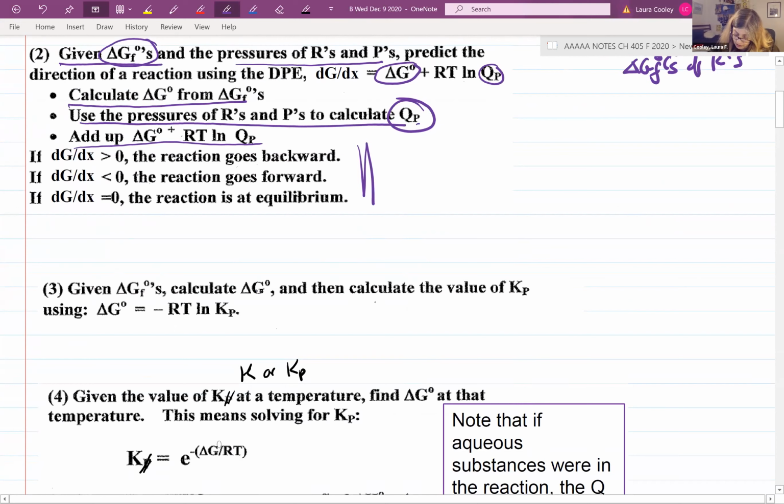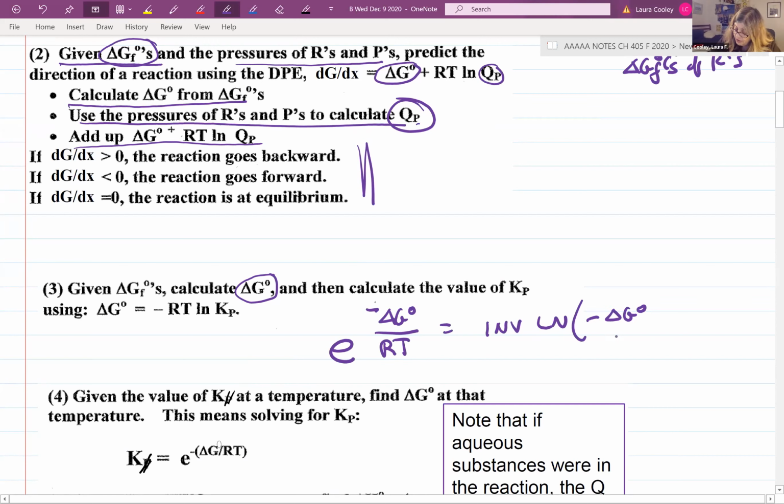You could also use the delta G zero to calculate the log of K. And for that, you would have to solve this equation. You'd have to take the negative delta G zero over RT, and you'd have to take e to that. The inverse natural log of negative delta G zero over RT would be the equilibrium constant.